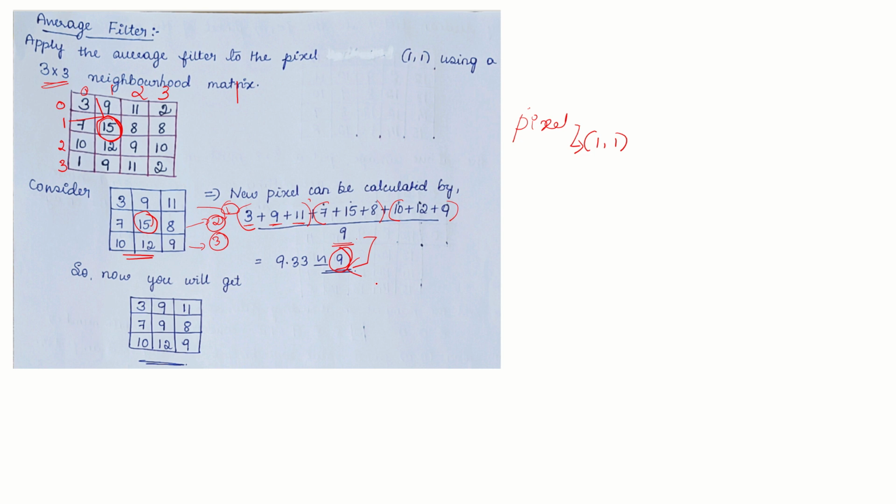Now I have to get a new value, right? After doing so many calculations, I have to get a new value for my center pixel. The 1 comma 1 pixel was 15. So after doing this particular operation, I have to replace this 15 with the new value, that is 9, the obtained value. Rest every element was the same. The 1 comma 1 pixel value I have to replace with the new calculated value, that is 9.